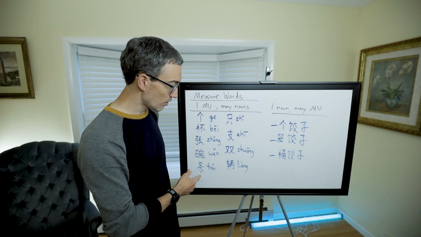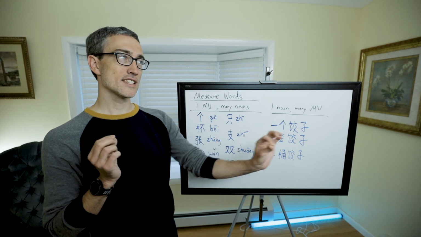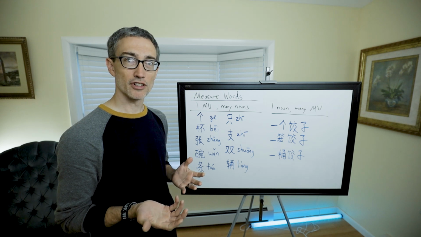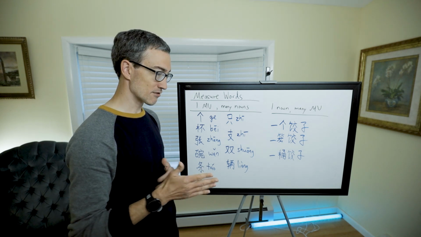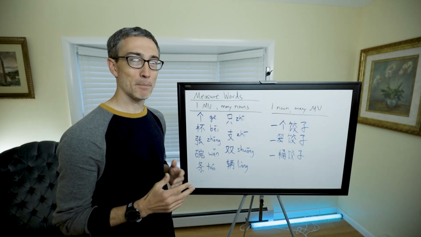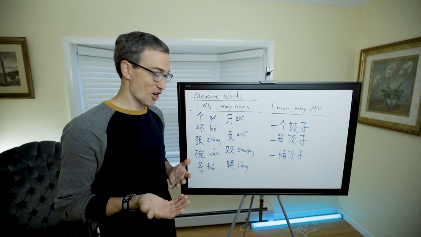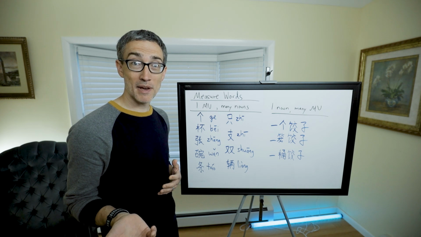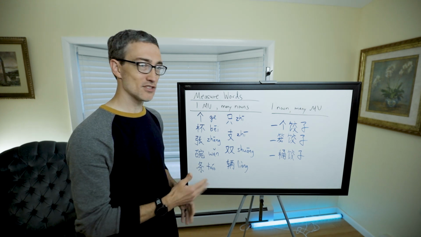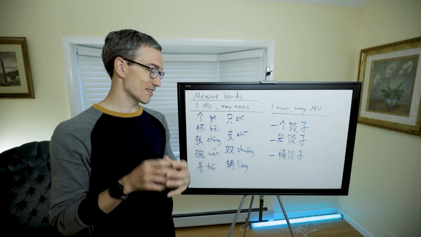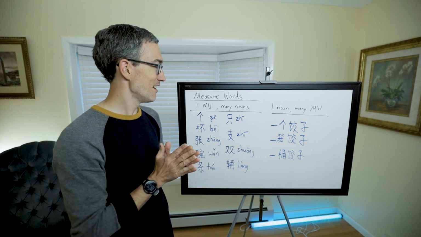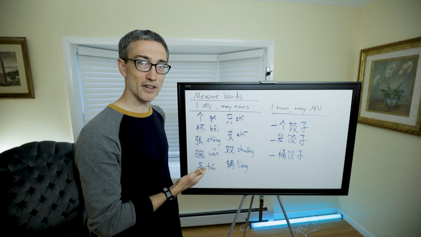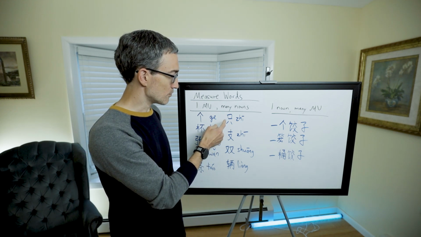Here we have 条, which applies to long, skinny things, like 一条河, one river, because rivers are long and skinny. Interestingly, pants you can have like 一条 pants. So in English you say a pair of pants because there's like 2 legs. In Chinese you say 1条 of pants because they're long and skinny. I don't know if that's perfect, but that's what they say.